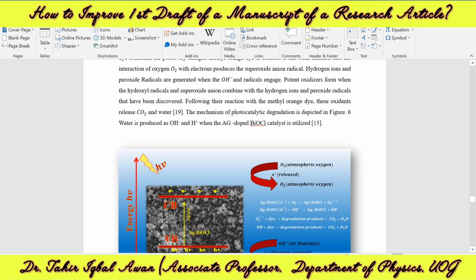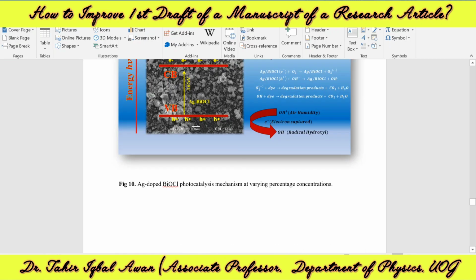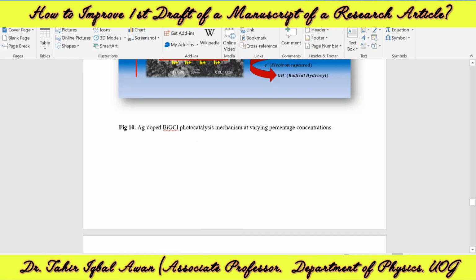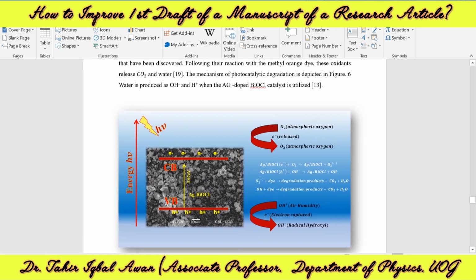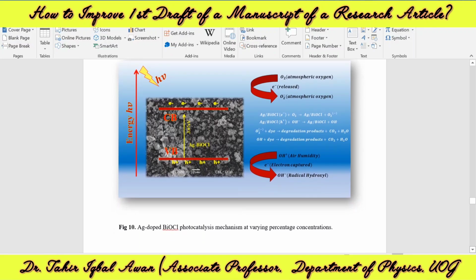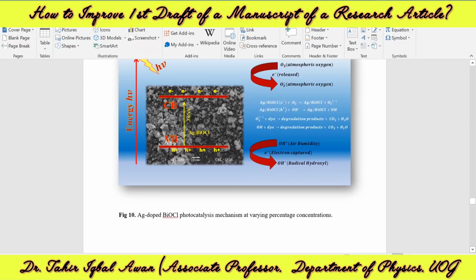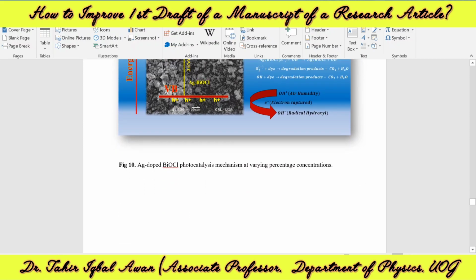And then you can see another very interesting thing over here. The mechanism of the photocatalytic degradation is depicted in figure 6, right? But this mechanism contains the caption figure 10, while in the text it is called figure number 6. So that's not a good thing. I think that is because of a typo, that it may have been copied from the thesis. Because of that, these mistakes exist, right?